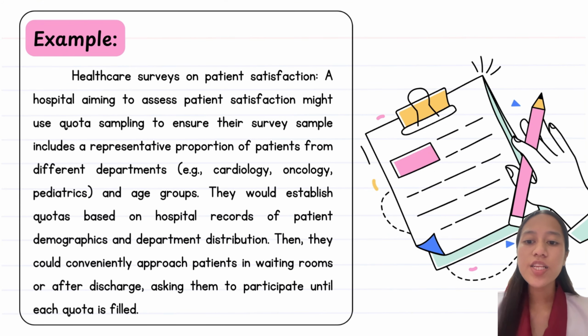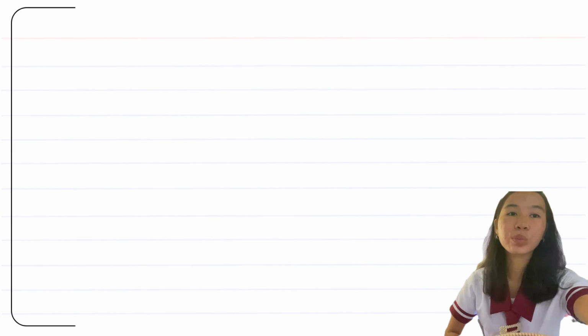Example: healthcare surveys on patient satisfaction. A hospital aiming to assess patient satisfaction might use quota sampling to ensure their survey sample includes a representative proportion of patients from different departments, for example, cardiology, oncology, pediatrics, and age groups. They would establish quotas based on hospital records of patient demographics and department distribution. Then, they could conveniently approach patients in waiting rooms or after discharge, asking them to participate until each quota is filled.